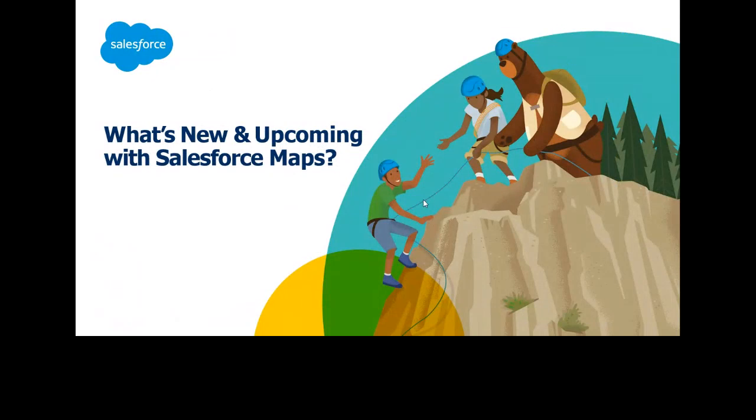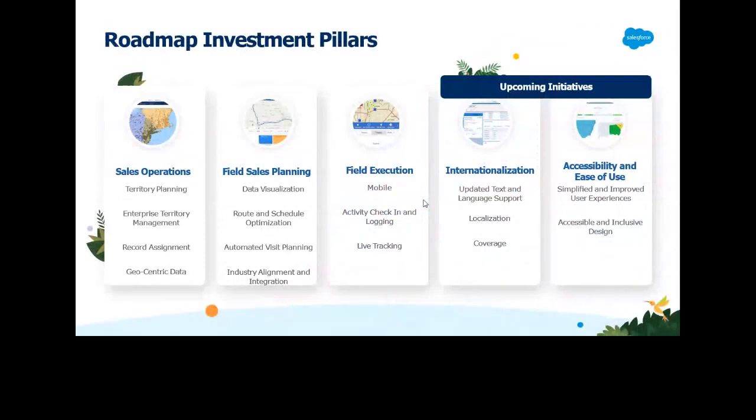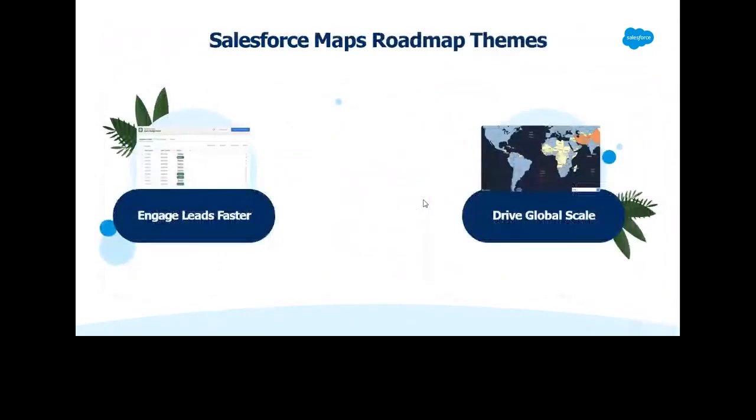They've also launched a couple of new features in the Winter 22 release. So I'm just going to quickly touch upon those as well, and then we can move on if you have any questions. So the first three, sales operations, field planning, field execution, we've already discussed. Upcoming initiatives are internationalization, accessibility, and ease of use, right? So let me get into this.